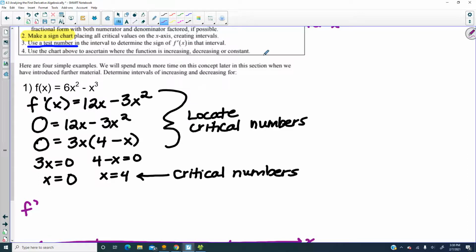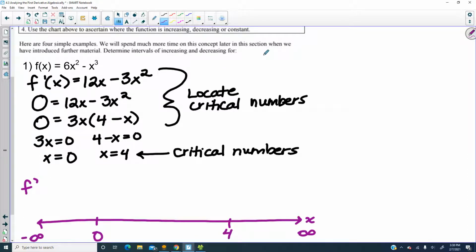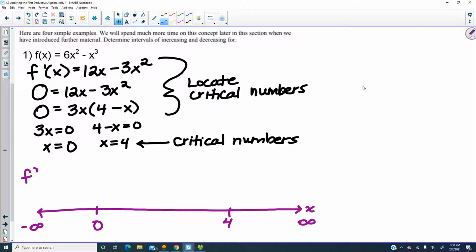Then I'm going to use a test number in the interval to determine the sign of f prime on that interval. So I'm going to use a test number in each one. Between negative infinity and 0, a test number could be, let's do negative 5. And from 0 to 4, let's pick an easy number like 1. And from 4 to infinity, let's pick another number like 10. I can pick any number in each interval. I usually just try to pick numbers that are easy to think about.